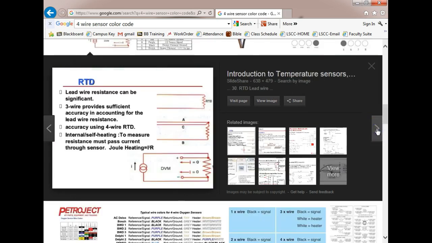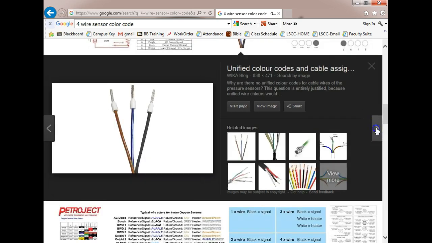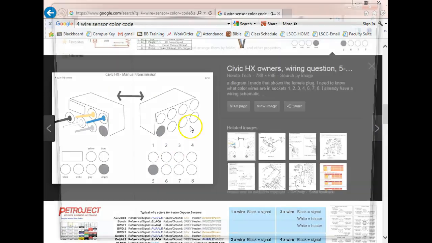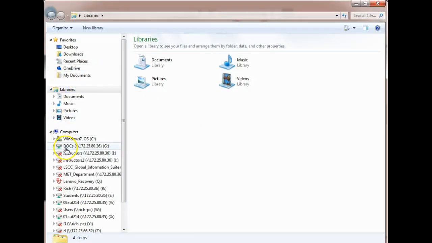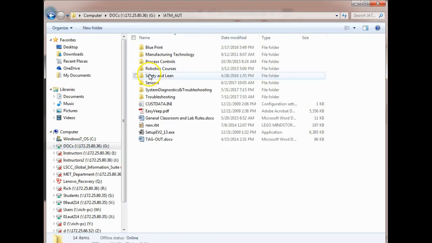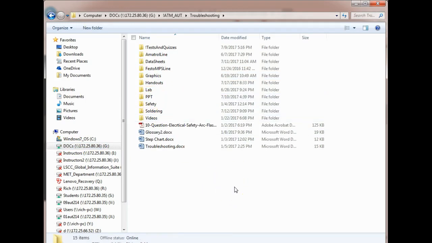We're probably gonna have to look this up a little. Somebody go back here and get me one of those temperature sensors.